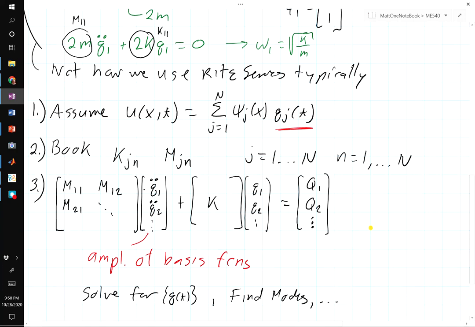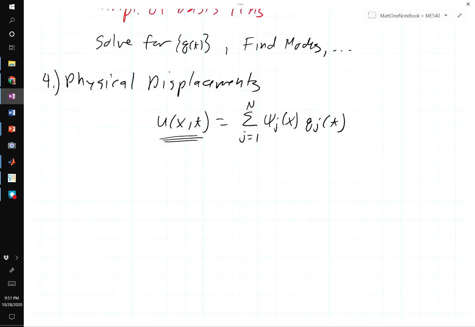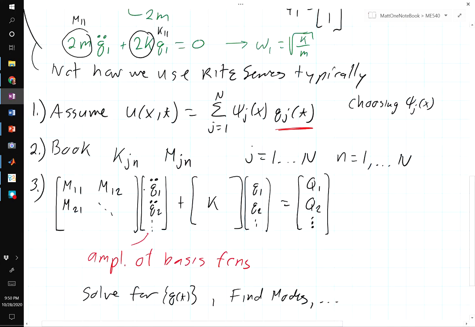I guess I should have mentioned this first step also includes choosing the basis functions, psi j, and those need to satisfy the boundary conditions, any displacement boundary conditions that we might have. And the book has tables of suggested basis functions that you can use. So that's not a very difficult step. All right, let's work an example now.